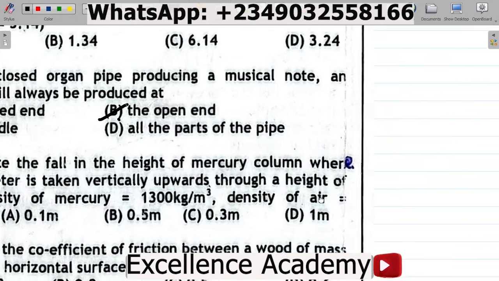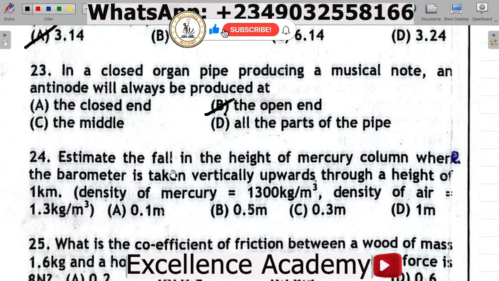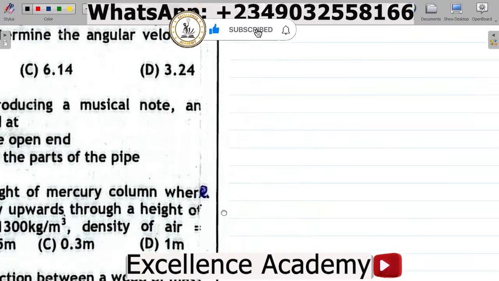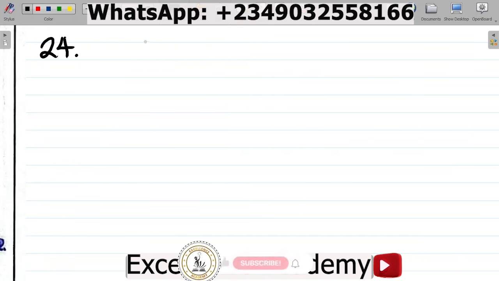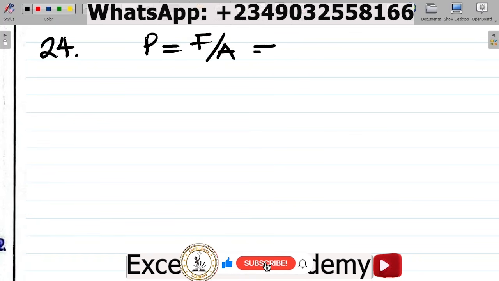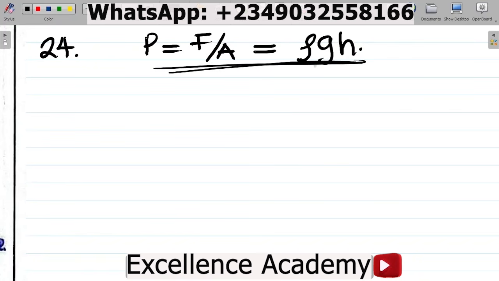Now to solve this particular question, we need a formula. When we talk about change in height and pressure, this is under the topic pressure. For pressure, we know that pressure P is equal to force over area. But pressure can still be expressed as the product of density times gravity times height. I've already explained this in our previous video, so check our playlist, our video on pressure under the JAMB playlist, to see how we derive pressure as rho g h.